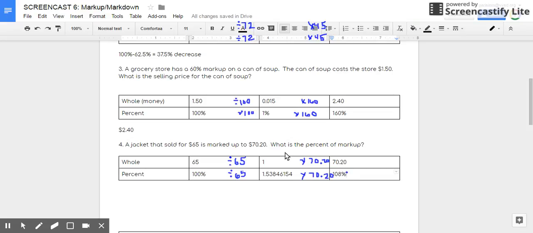So now looking back at the question, we want to find the percent markup. So we want to find the percent markup of the original jacket, which was $65, which represents 100%. So how do we get from 100% to 108%? By adding 8. So we have an 8% markup.